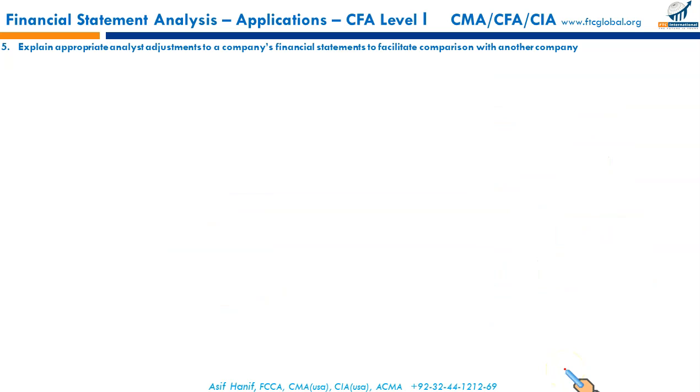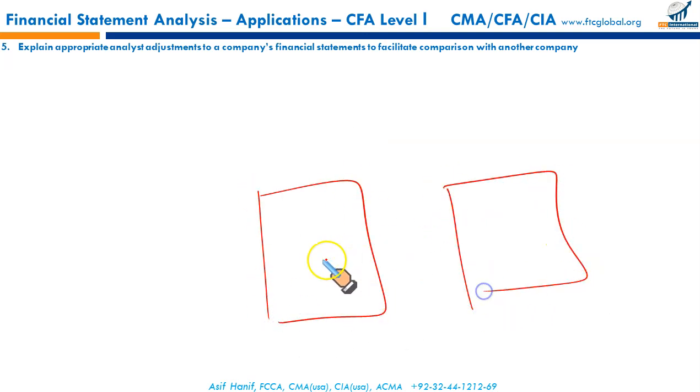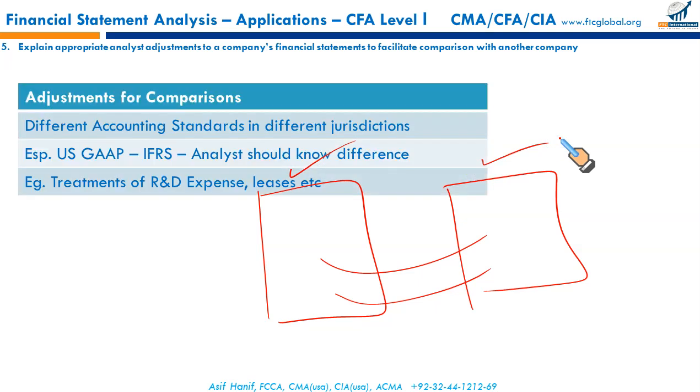Next, explain appropriate analyst adjustments to a company's financial statements to facilitate comparison with another company. We just discussed that when you want to make a comparison between two firms, you need to make sure that they are on an equal basis. Adjustments might need to be made in company A or company B so that they can be brought on equal footing. So different accounting standards in different jurisdictions, so you have to convert one into GAAP or IFRS, as both must either be on IFRS or GAAP. If not, then you have to convert, right?